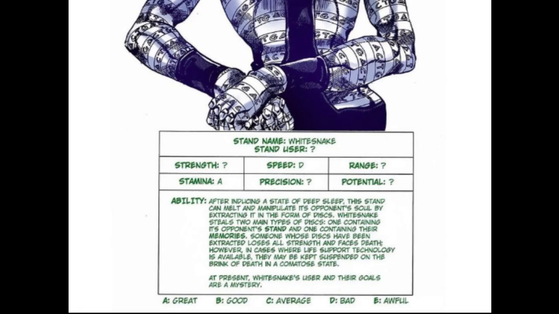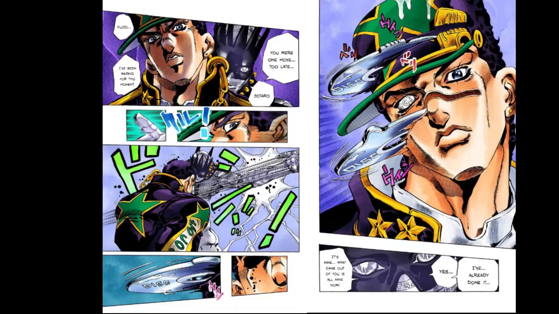My third example would be Whitesnake. Even though it has a D in its speed, Whitesnake was still able to speed blitz Part 6 Jotaro so fast that Whitesnake actually got behind Jotaro and took Jotaro's memory disc before Part 6 Jotaro could even summon Star Platinum to fence Whitesnake off. The speed ranking for Whitesnake wouldn't even make sense in the context of who he was up against in that specific scene.